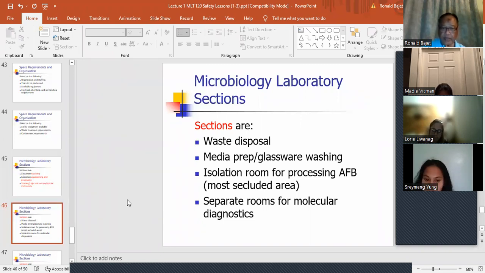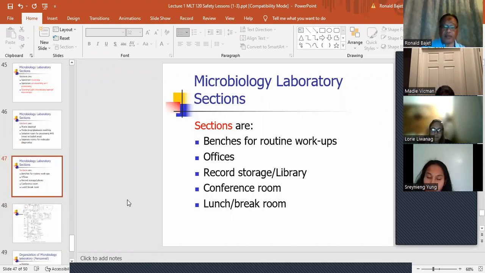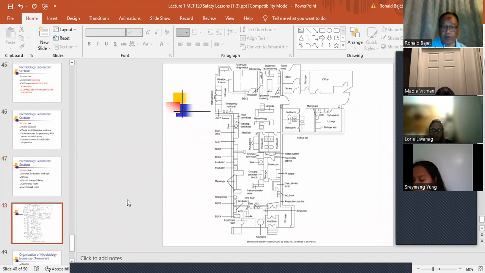For molecular diagnostics, you need to have separate rooms because for PCR testing, contamination is a big issue. Sections are microbiology laboratory sections. Benches are for routine workups. Like I said, the blood culture, the routine culture, CSF, blood and urine culture, those are the different benches that you can be working in. Offices for administrative personnel, record storage for your results, a conference room where you have meetings, and a lunch break room. Okay, I'm not going to go over the floor plan.